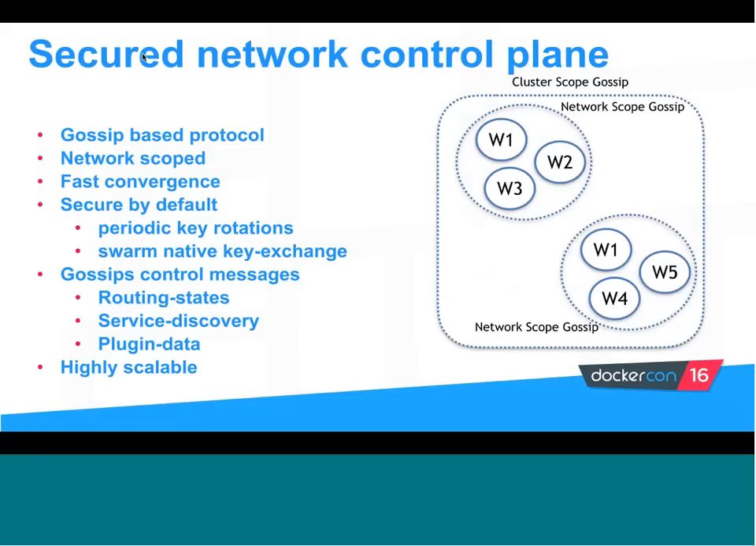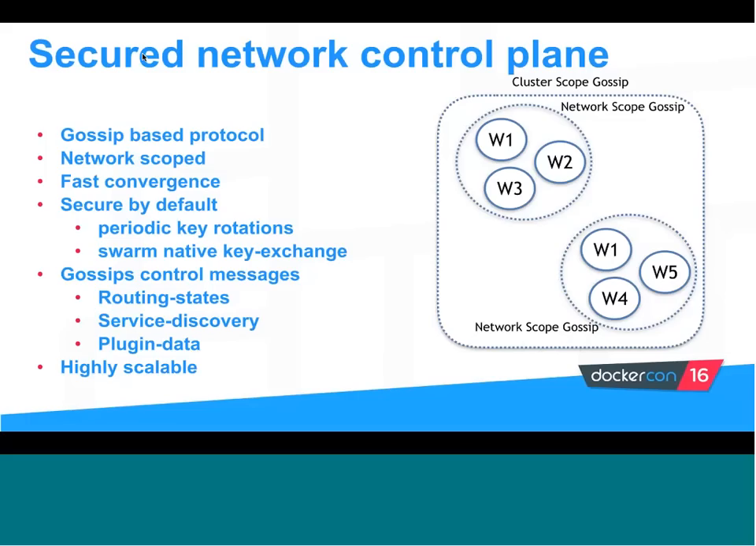Now, if you look at the control plane, it's completely secure. It's encrypted. The gossip messages are all fully encrypted, thanks to the encryption keys managed by the manager and distributed to the workers. And we also hook onto periodic key rotation. So every time a key is rotated, we exchange that information between the workers. So every control message starting in 1.12 will be encrypted so nobody can snoop inside or attack the network.